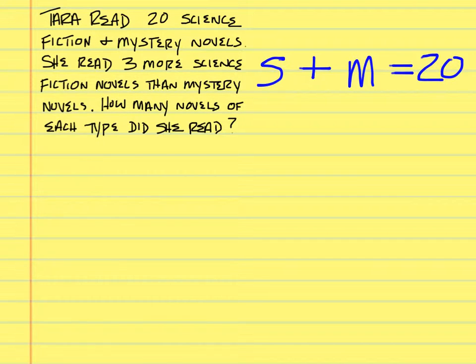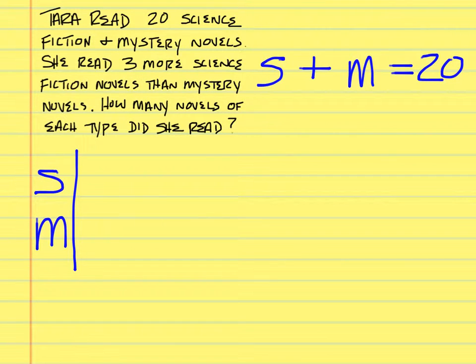Science fiction and mystery means just all the types combined. It doesn't mean she read 20 each. The word each does not show up in there. Okay, so I'm going to do this without any math beyond maybe even 3rd grade in this. Watch this. Here's science fiction and here's mystery.